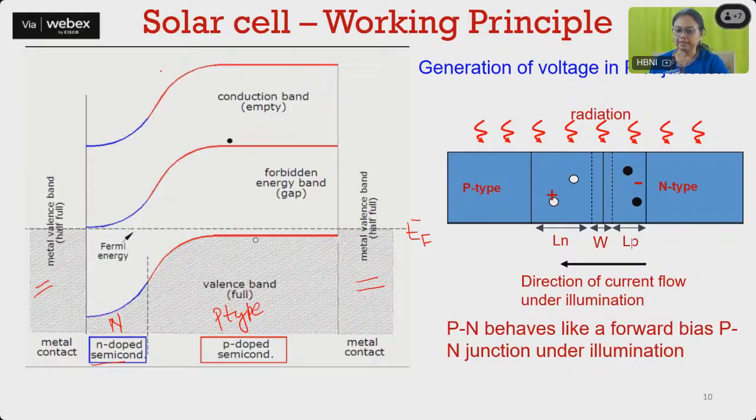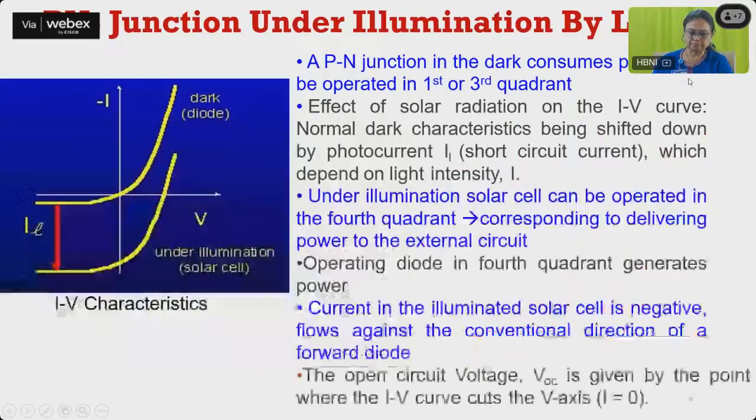As we see, we have N-type and P-type, and because of that we have this E0, the electric field, because of the anions and cations. When the radiation is falling, we get an electron-hole pair which conducts electricity. So basically this PN junction behaves like a forward biased PN junction under illumination. So we have generation of voltage in the PN junction. And how is it working?